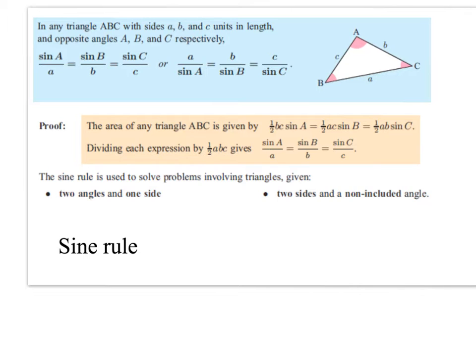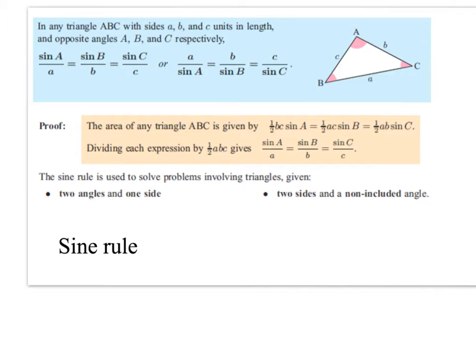So in any triangle ABC with sides a, b, c units in length and opposite angles A, B, and C respectively, sine A over side a is equal to sine of B over side b, which is equal to the sine of angle C over side c. Or we can flip those and have a over the sine of angle A is equal to b over the sine of angle B, which is equal to c over the sine of angle C. And the proof of that is really easy.